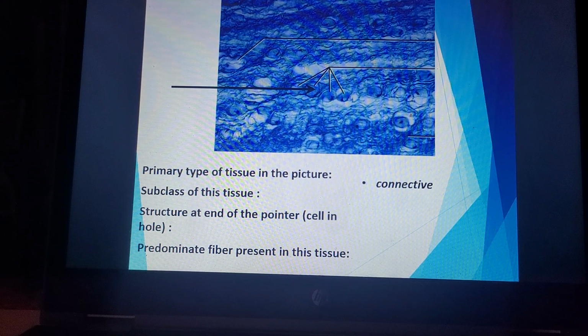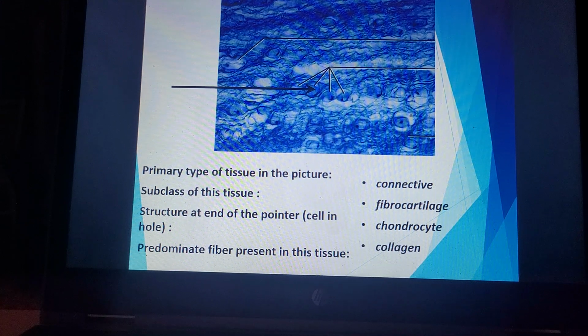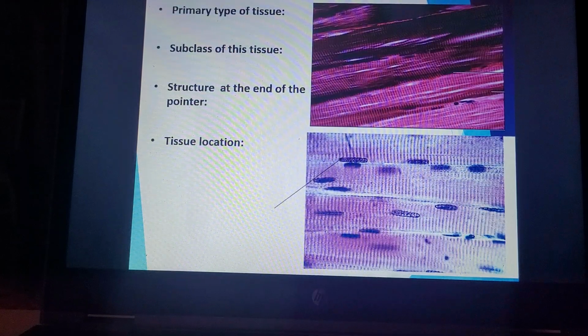Primary tissue type. Connective. Subclass. Fibrocartilage. Structure at the end of the pointer. What is that cell in that hole? Chondrocyte in the lacunae. Predominant fiber present in this tissue. Collagen.